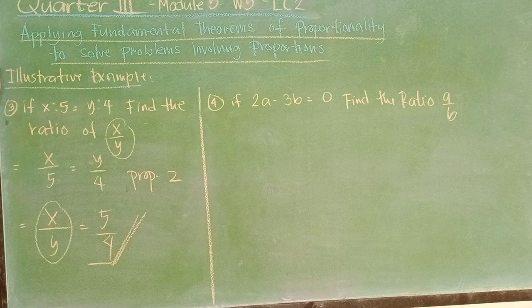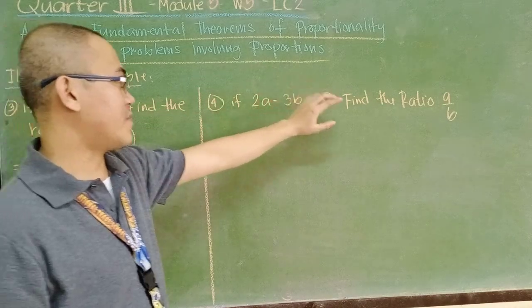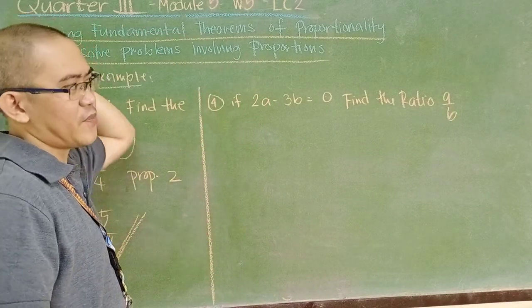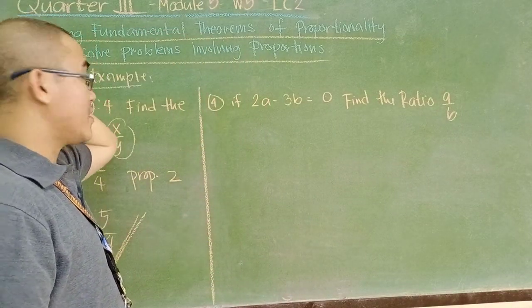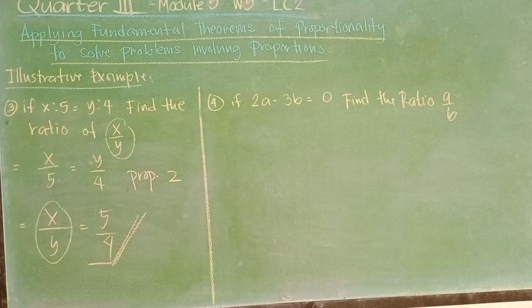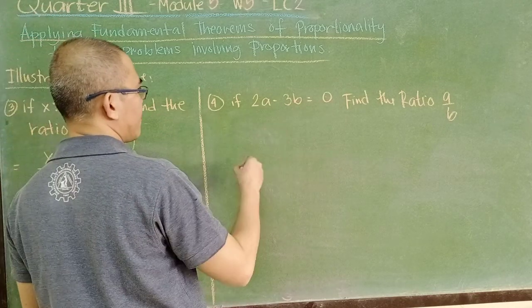For number 4, if 2a minus 3b is equal to 0, find yung ratio ng a over b. So parang ganito din yung hinahanap niya. Dito sa number 3 ang hinahanap is ratio ng x over y, dito sa number 4 ang hinahanap is yung ratio ng a over b. So dito susubukan natin gamitin yung property number 3, which is yung inverse. So let's try to solve this first.